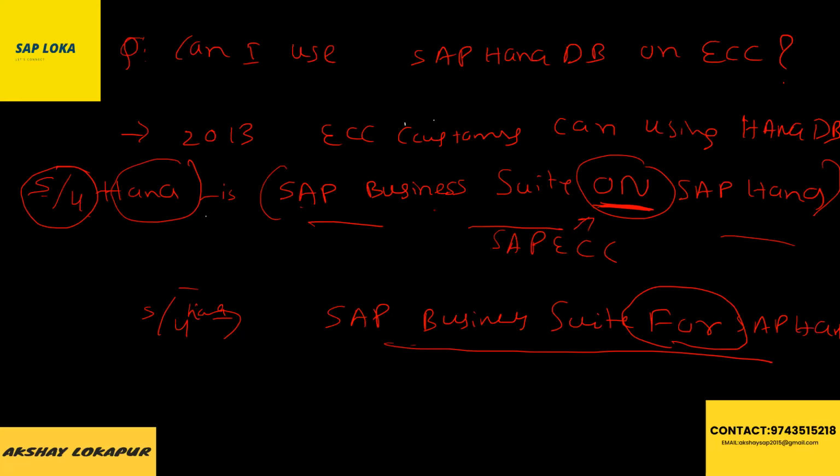What is this S4? Yes, for HANA. S means SAP Business Suite. This you can define: S means SAP Business Suite, or else simplified for HANA. Many things they will call. And then what is this HANA? HANA is a database. What is the long form of HANA?